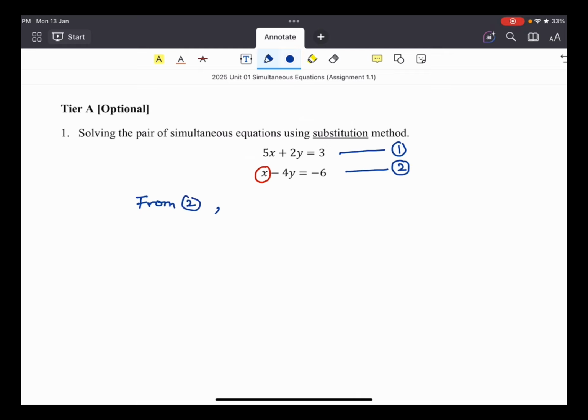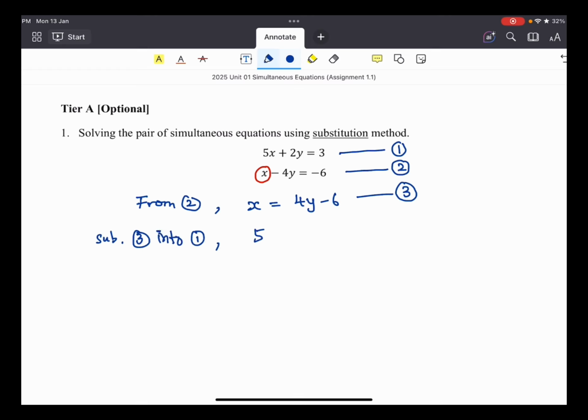So from 2, x is equal to 4y minus 6. I'm going to call this equation 3. What it means is that now whenever I see the variable x, I can replace it with 4y minus 6. So I'm going to do that for equation 1, right? I'm going to write sub equation 3 into equation 1.